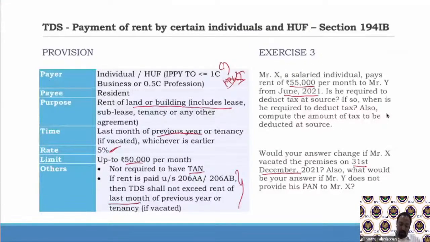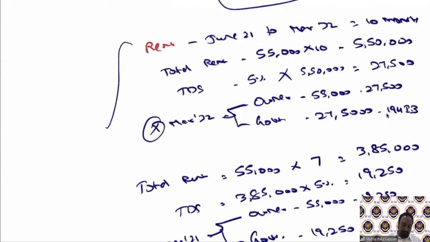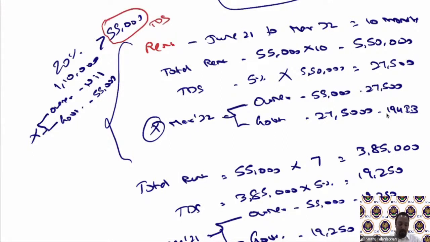So this is if it is in December. Now the question says, what happens if Y does not provide PAN to X? In this case, if PAN is not provided, 20% of 5,50,000 will be 1,10,000. Correct? It is restricted to 55,000. So X will pay to the owner nothing, nil, because the entire 55,000 becomes TDS. To the government, he will pay 55,000. Correct? Because 1,10,000 is greater than 55,000. So TDS is restricted to 55,000.